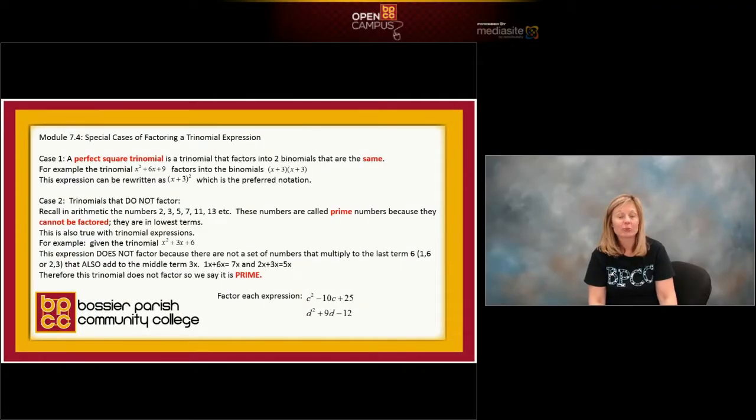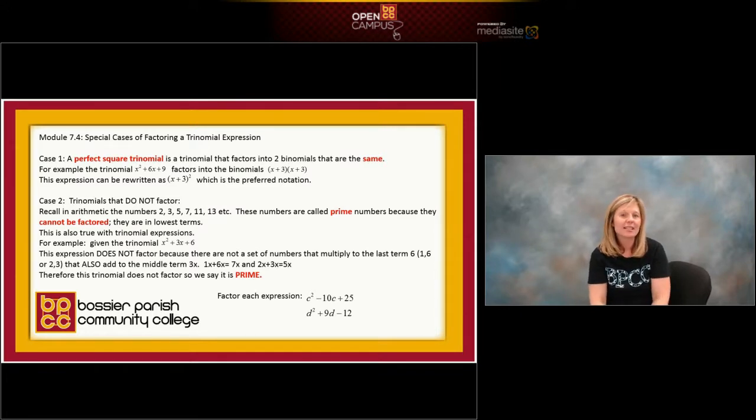Okay, we're back factoring trinomial expressions. And now we got to talk about two situations that may happen. Yes, most of the time when we factor a trinomial expression, we get a binomial times a binomial. Okay? Sometimes when we factor that trinomial expression, our two binomials will end up being the same. And that means that trinomial is given a special name.